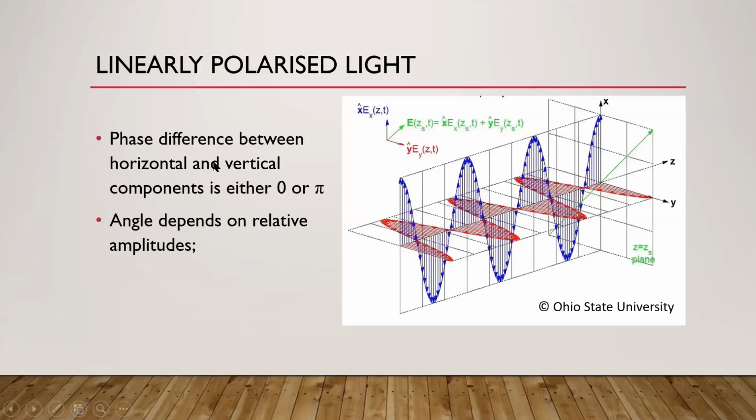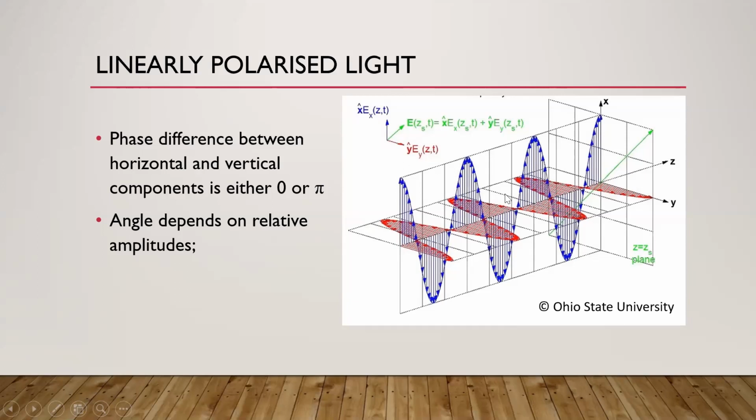Okay, so we're going to have a quick look at some of the different states of polarization that light can be in. So the first one, kind of the most straightforward one, is linearly polarized light. So we can see on the diagram that we've got, in blue, a vertical component, and in red, the horizontal component.